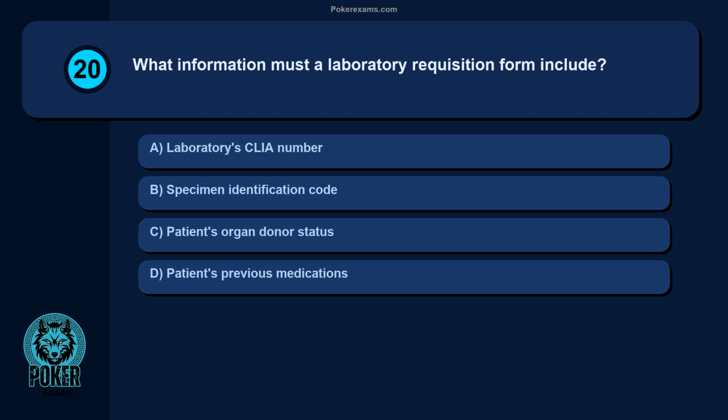Question 20. What information must a laboratory requisition form include? Laboratory CLIA number. Specimen identification code. Patient's organ donor status. Patient's previous medications.